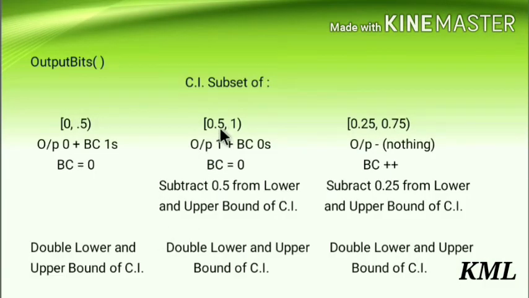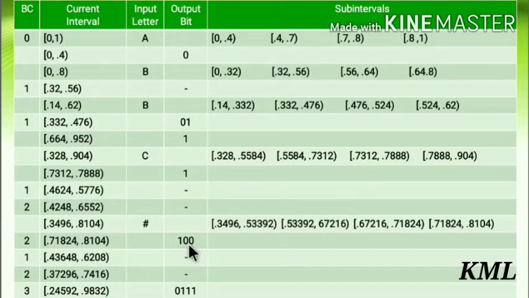Okay, so 0.7 is greater than 0.5, less than 0.8, and it is less than 0.1. So what you have to do is output 1 plus bit count number of zeros. Your bit count is 2, so you output a 1 and 2 zeros. So you have a 1 and 2 zeros.